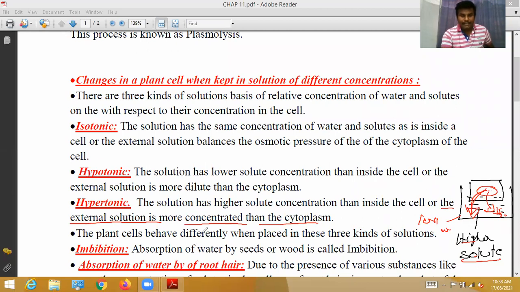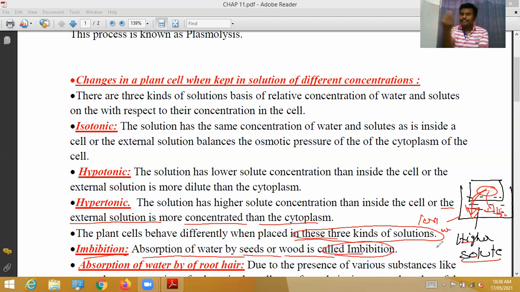Like this, the plant cell behaves differently when placed in these three kinds of solutions. That's all. Next one is imbibition. Here, see the imbibition definition: the absorption of water by seeds or wood is called imbibition.